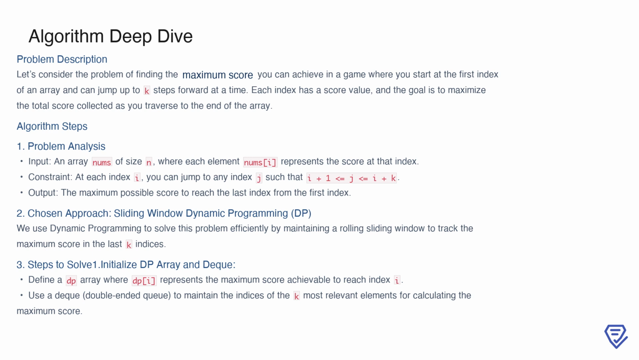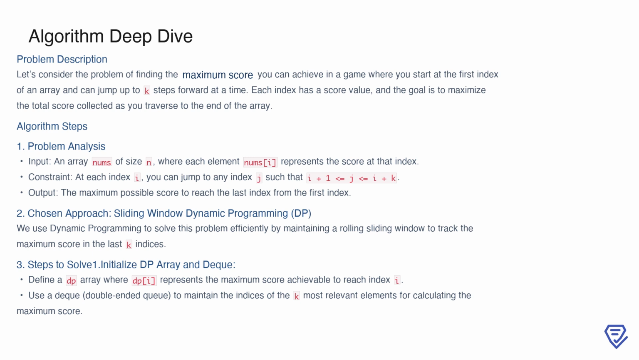The idea is to maintain a rolling window of the maximum scores from the previous k indices, which allows us to make optimal decisions at each step without recalculating values repeatedly. By doing so, we ensure the solution remains efficient even for large arrays.